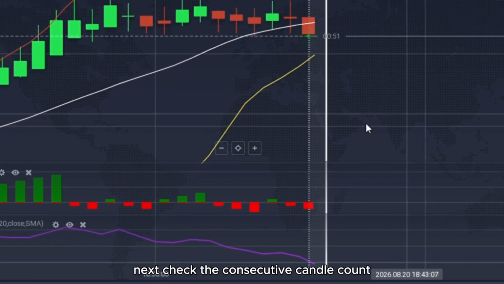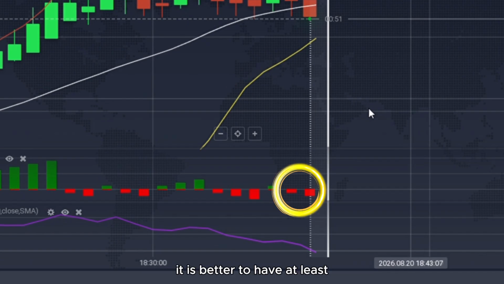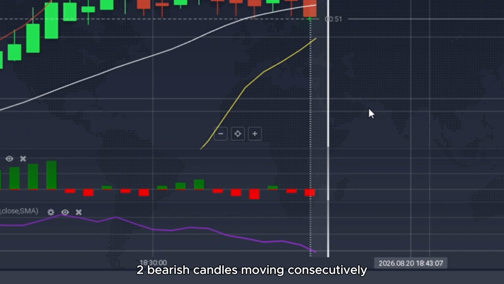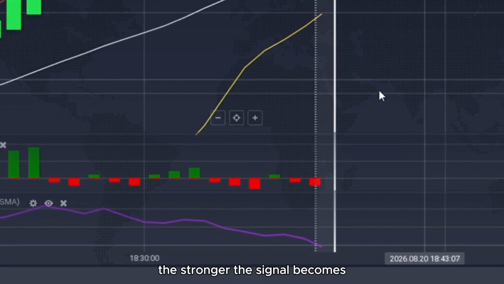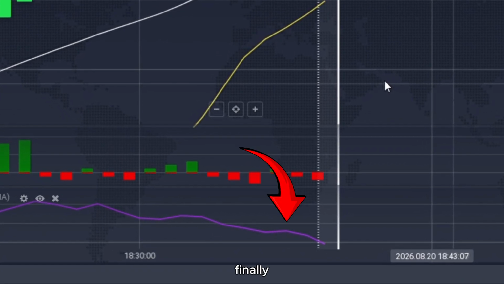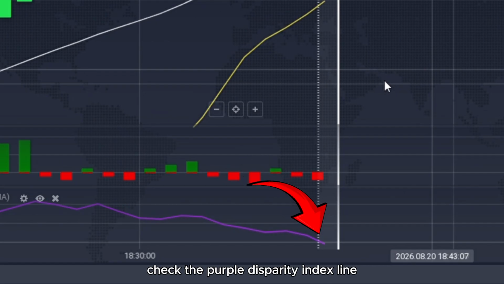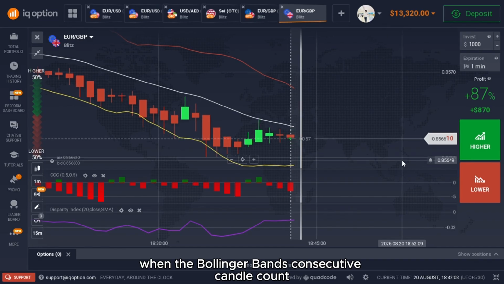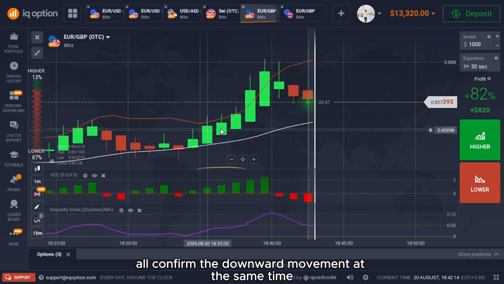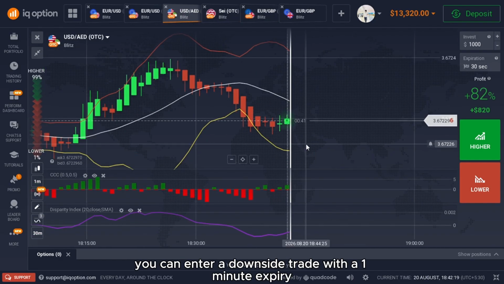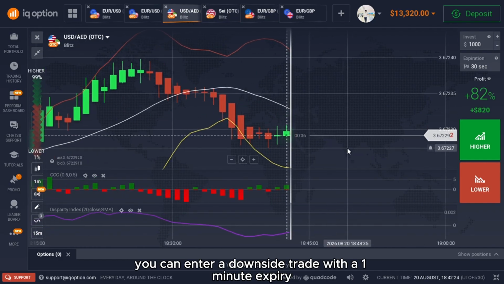Next, check the consecutive candle count. It is better to have at least 2 bearish candles moving consecutively in the downward direction. The more consecutive bearish candles you have, the stronger the signal becomes. Finally, check the purple disparity index line. It should turn downward or start moving strongly downward. When the Bollinger Bands, consecutive candle count, and disparity index all confirm the downward movement at the same time, you can enter a downside trade with a 1-minute expiry.